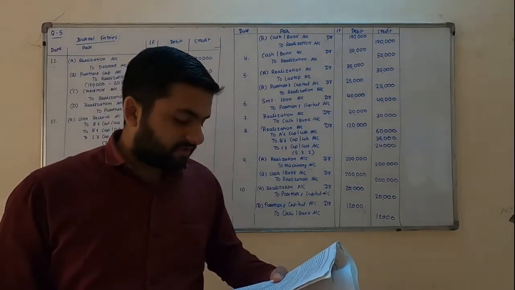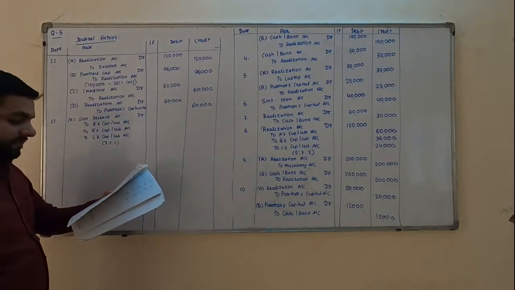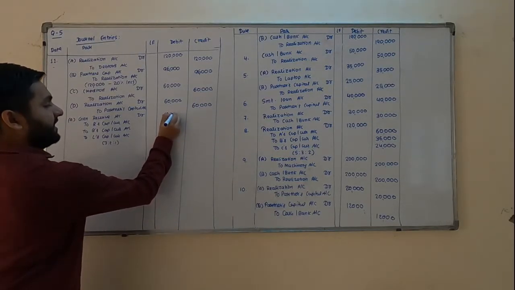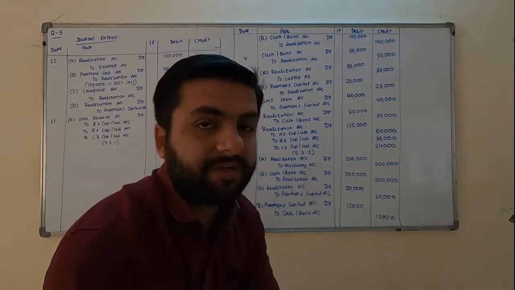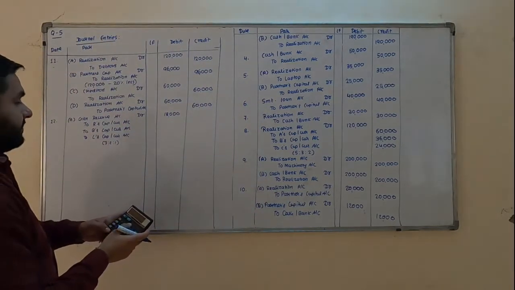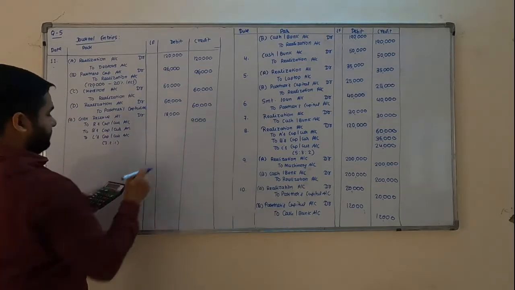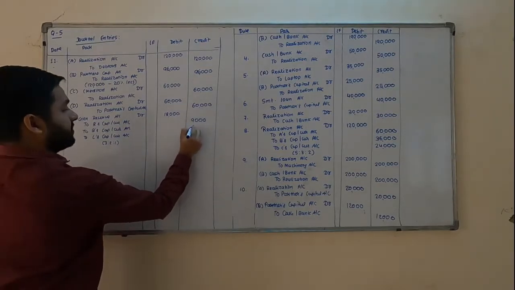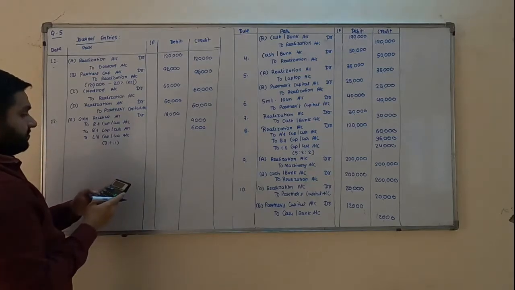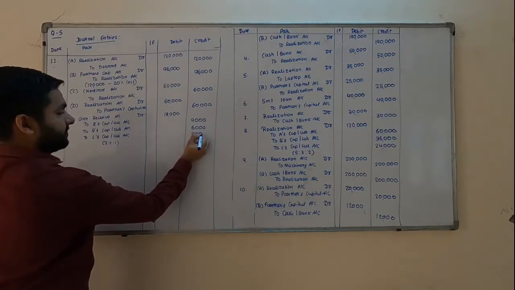Okay, so general reserve is shown in the books at 18,000. Now 18,000 in the ratio of 3:2:1. 18,000 divided by 6 into 3 equals 9,000, into 2 equals 6,000, into 1 equals 3,000.